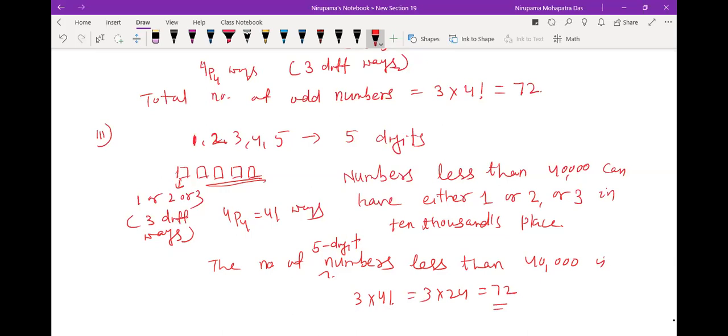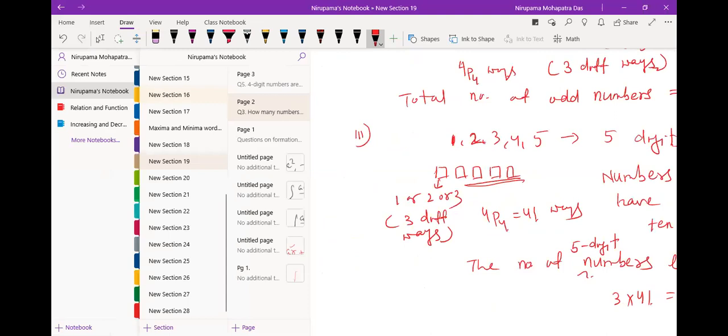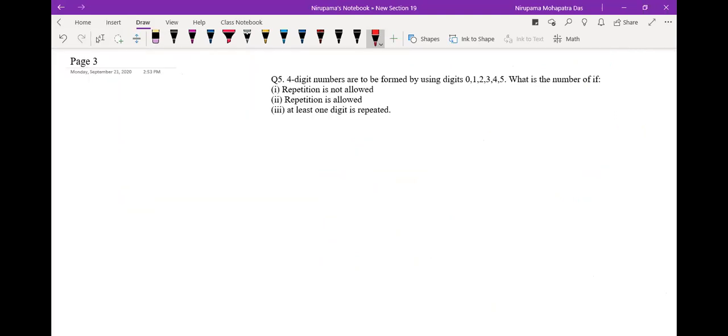Okay, so let's move to the next question. So the fifth question is: 4-digit numbers are to be found by using 0, 1, 2, 3, 4, 5. Here you see it is not written using all the digits. It is written using the digits, right?